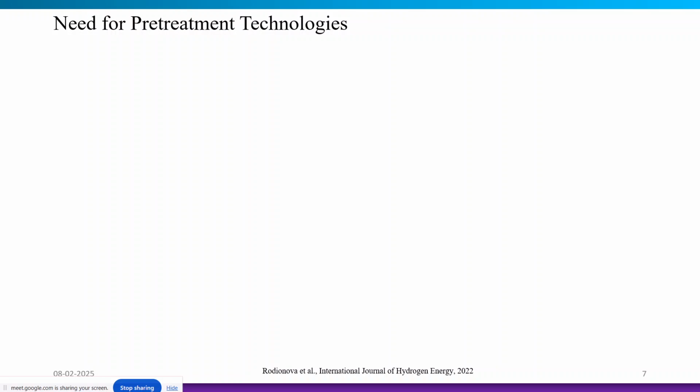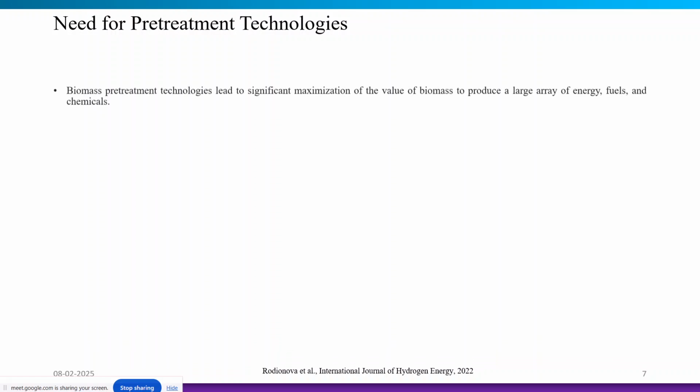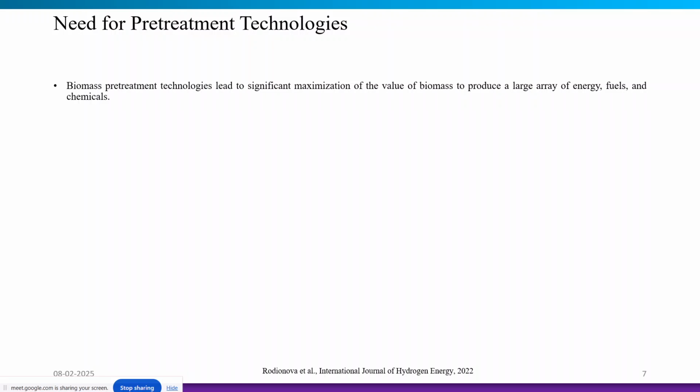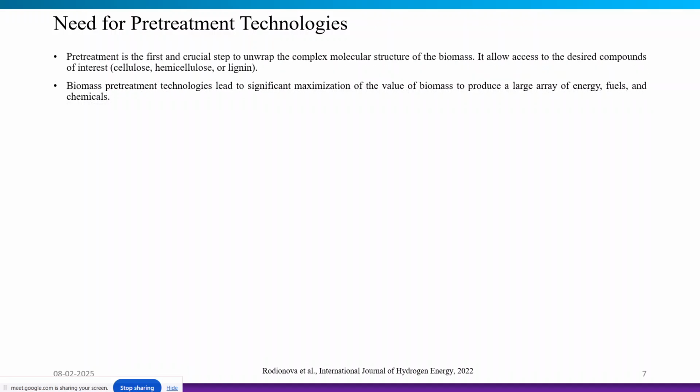Next, when we are considering utilizing the various kinds of biomass in the biorefinery, we need to understand why pretreatment technology is very efficient, and why we need to select the pretreatment technology judiciously for a specific biomass feedstock. Biomass pretreatment technology. Pretreatment should be the first and crucial step to unwrap the complex molecular structure of the biomass.